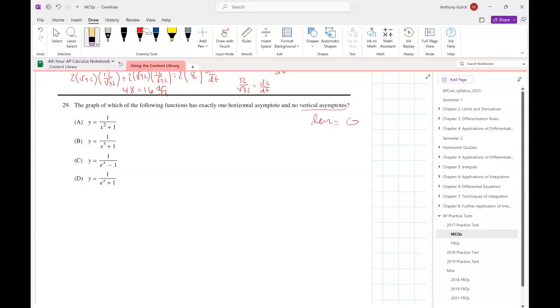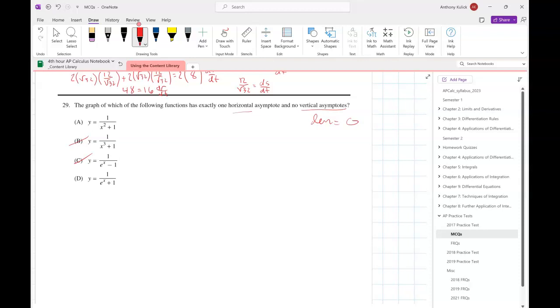So right away we can get rid of B and C because both of those can have 0 denominators. B, if x is -1, you get a 0 denominator. C, if x is 0, you get a 0 denominator. So those have vertical asymptotes. We don't want them. Cool so far?